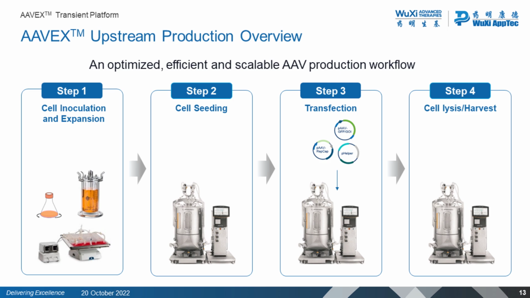This upstream workflow is the recipe of how we do it stepwise, from cell inoculation and expansion, cell seeding and transfection, to the eventual cell lysis and harvest. The key factors to this recipe, such as cell density, transfection reagent, plasmid ratio and concentration, days of harvest and cell lysis condition, have all been sorted out and integrated into our platform service.